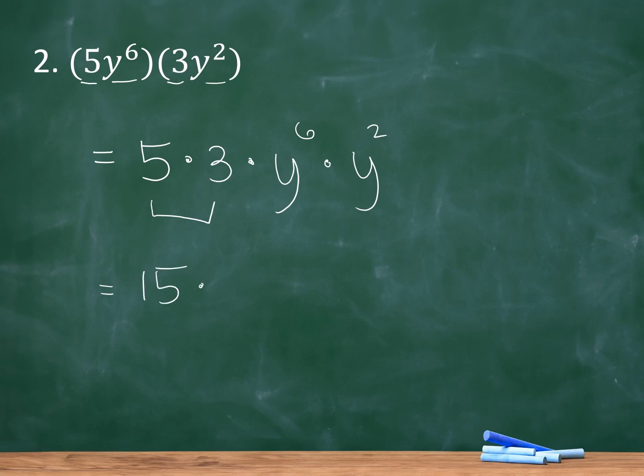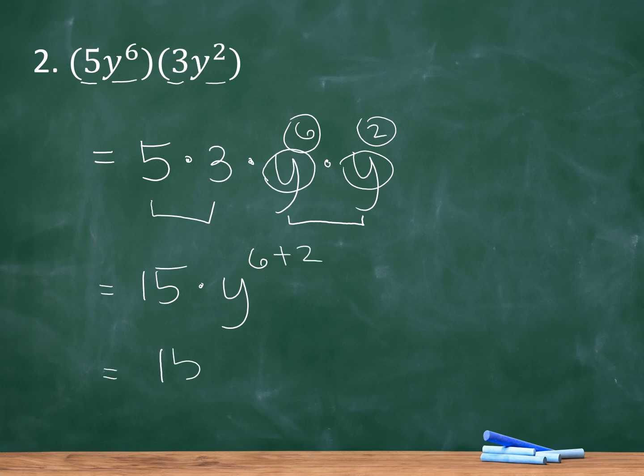Now we will apply the product of powers rule. Notice again we have a common base, which is the variable y, so we copy the common base y and then we simply add their exponents, 6 plus 2. Let's write it here, 6 plus 2. So let's continue. 15y to the power of 6 plus 2 is 8. So this will be our final answer.